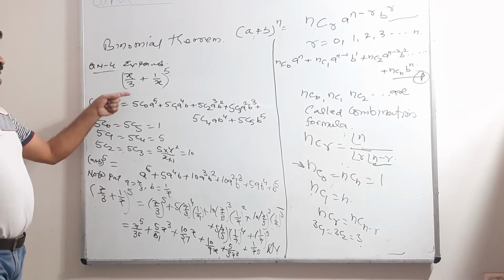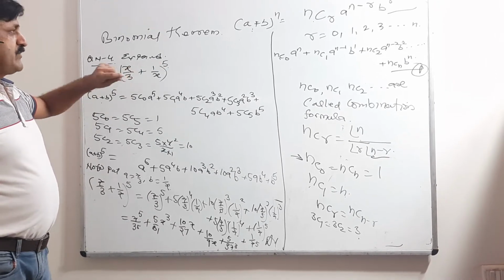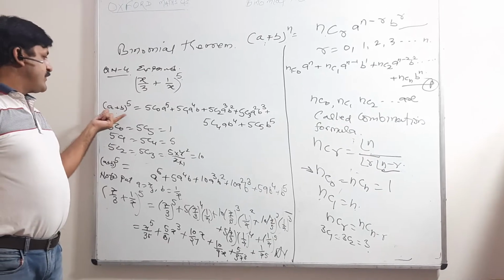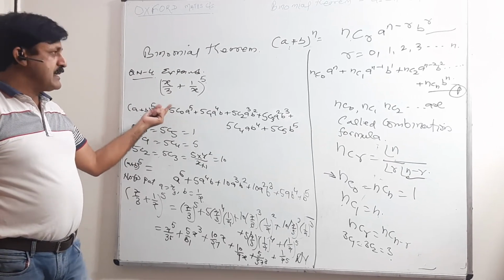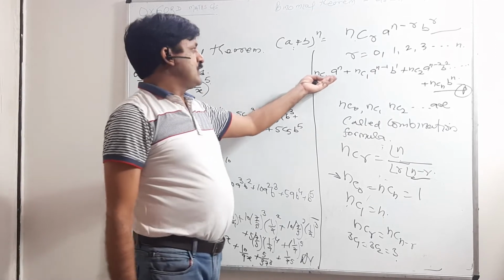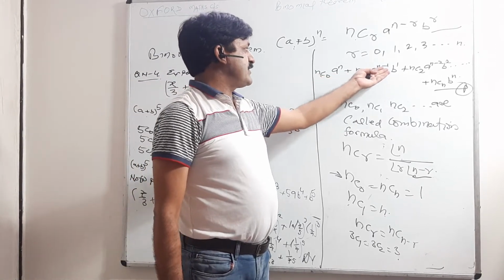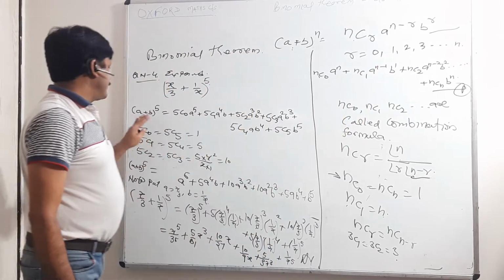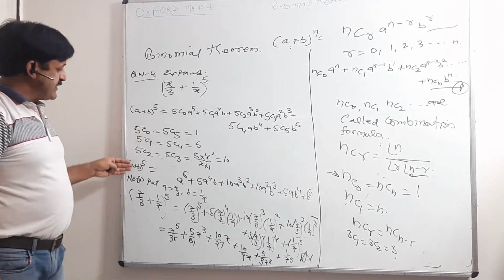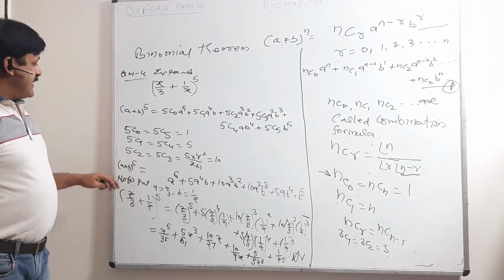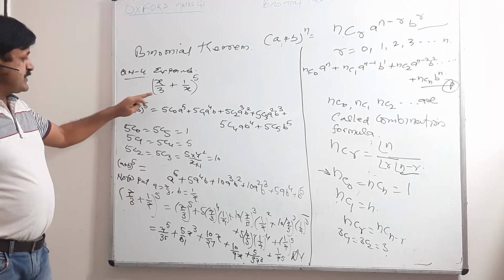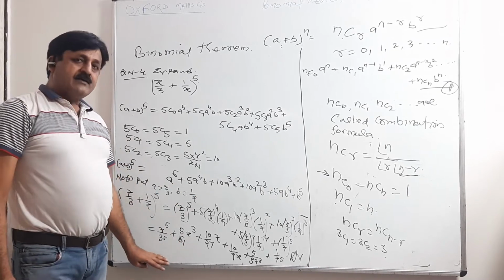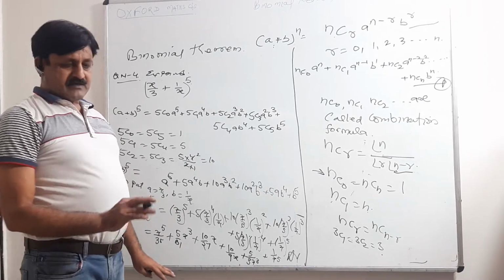Expand x upon 3 plus 1 upon x whole power 5. Firstly, we can expand a plus b whole power 5 by the binomial theorem. The binomial theorem is nC0 a power n plus nC1 a power n minus 1 b power 1 plus nC2 and so on. Put n is equal to 5 in the given expansion, we can expand a plus b whole power 5, and now put a is equal to x upon 3 and b is equal to 1 upon x. Further solve and find the result. Okay, some other questions are also taken.